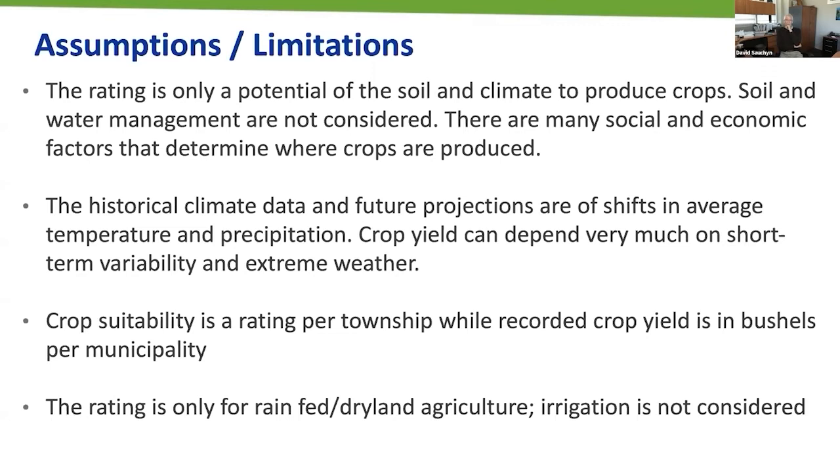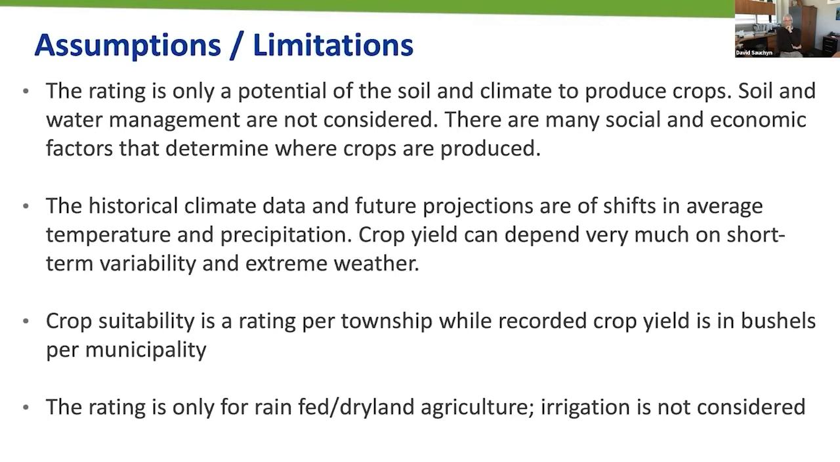Also, we only looked at shifts in average conditions between the past and the future. Crop yield, of course, depends very much on short-term climate variability and extreme weather, as Elaine mentioned. That hasn't been built in, but it could be. We compared model crop suitability to recorded crop yields, but these are on a different spatial framework, townships versus municipalities. And we didn't consider irrigation, it's only rain-fed agriculture.